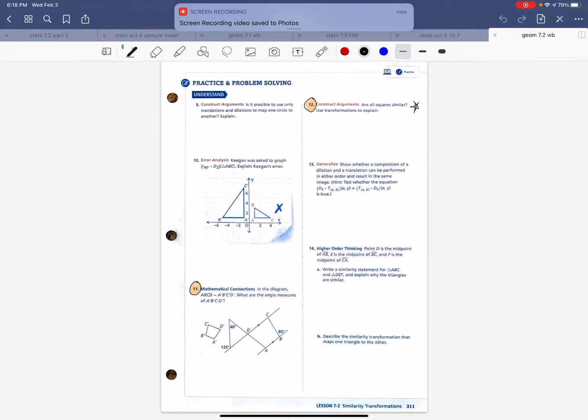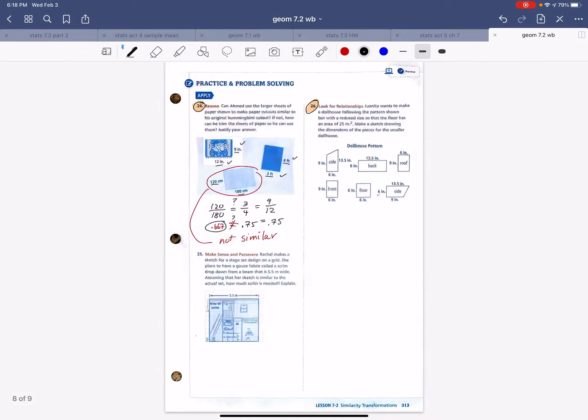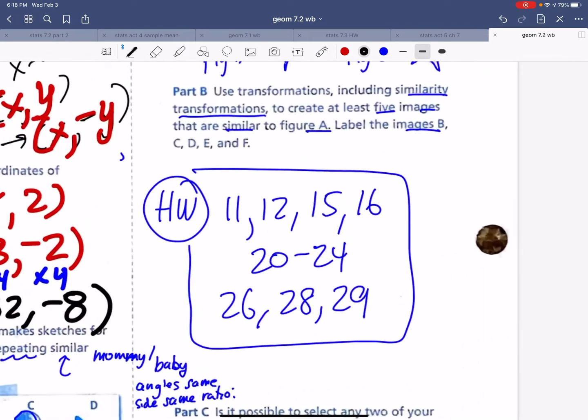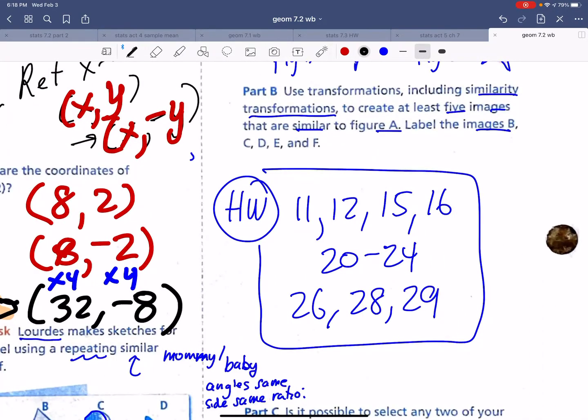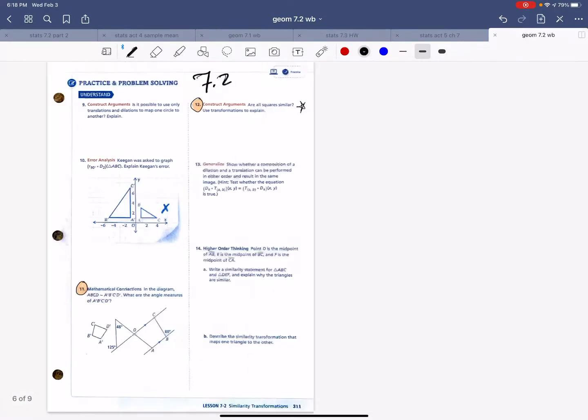Hey guys, let's take a look at our homework tonight for 7.2. The problems we are supposed to be working on are 11, 12, 15, 16, 20 to 24, and 26 to 28. So let's attack.